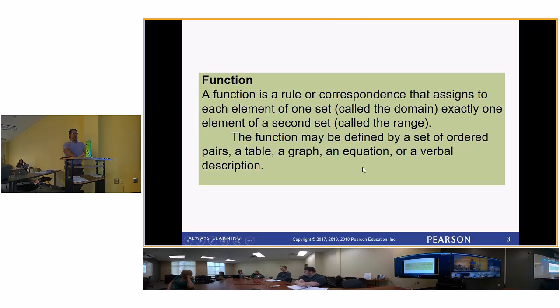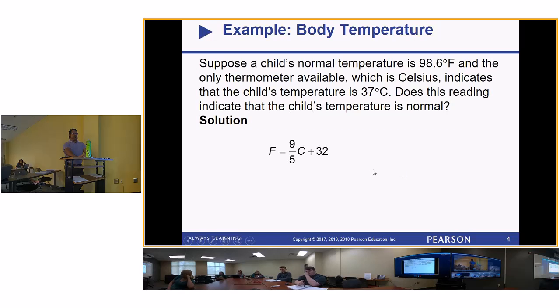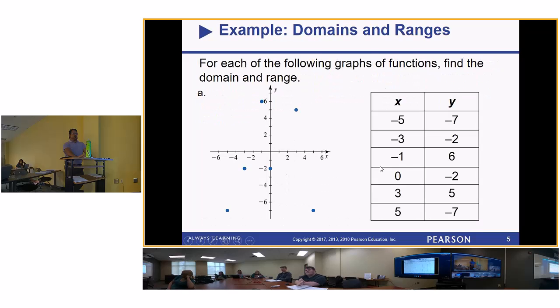Function. We talked about functions. We talked about the ice machine. That's a function. Plug and chug. We talked about plugging and chugging. We talked about points, and we talked about domain and range. The domain here is -5 to +5.